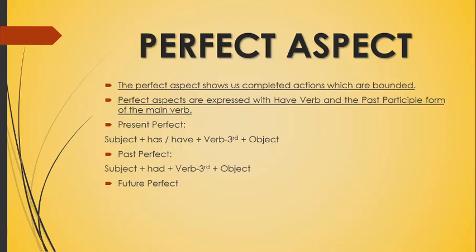In past perfect tense, we have only had. So subject and then had and then the third form of the verb and then object. If you remember, third form is the past participle form. And in future perfect, we use subject and we bring in the modal auxiliaries shall or will. After that, we use the root form have, and then the past participle form of the main verb, the action which we are talking about, and then the object.